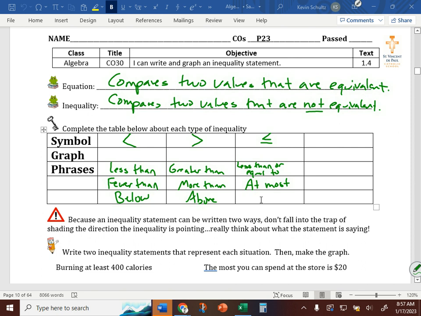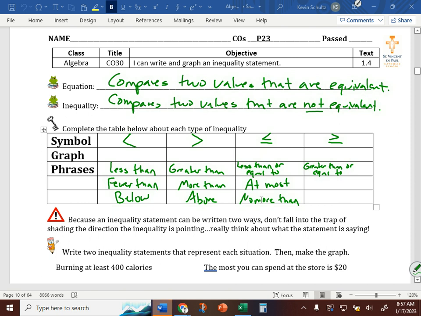Nick? No more. No more than. Good. No more than would be another phrase that would mean less than or equal to. Okay? The last one then is kind of the partner to this. Greater than or equal to. And Chase, I'm going to come back to you for this one. What word or phrase would mean greater than or equal to?